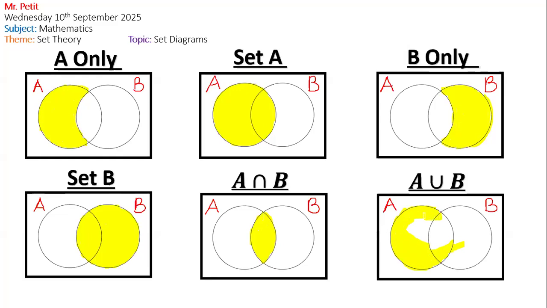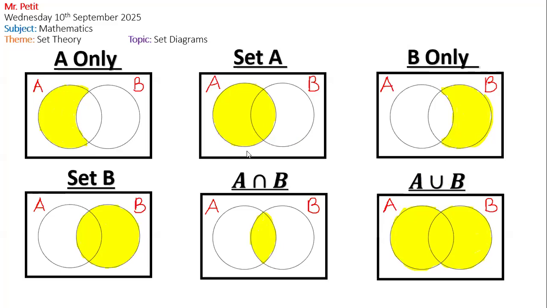Shade in all of this. All of this. And so we have A and B. And so A union B. All right. Okay, good.